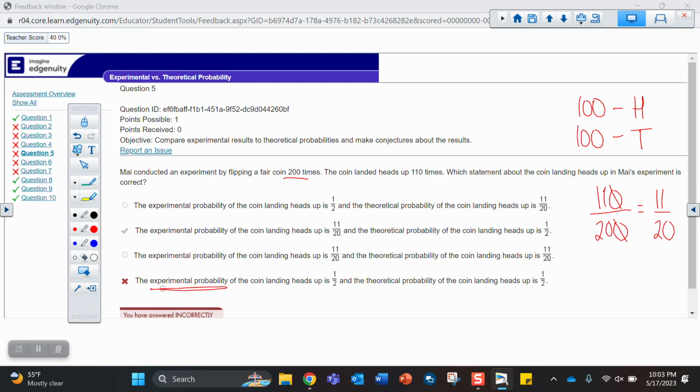Remember, experimental probability is what happened in the experiment, and that is not what happened in the experiment. The experiment was 110 out of 200, which reduces again to 11/20.